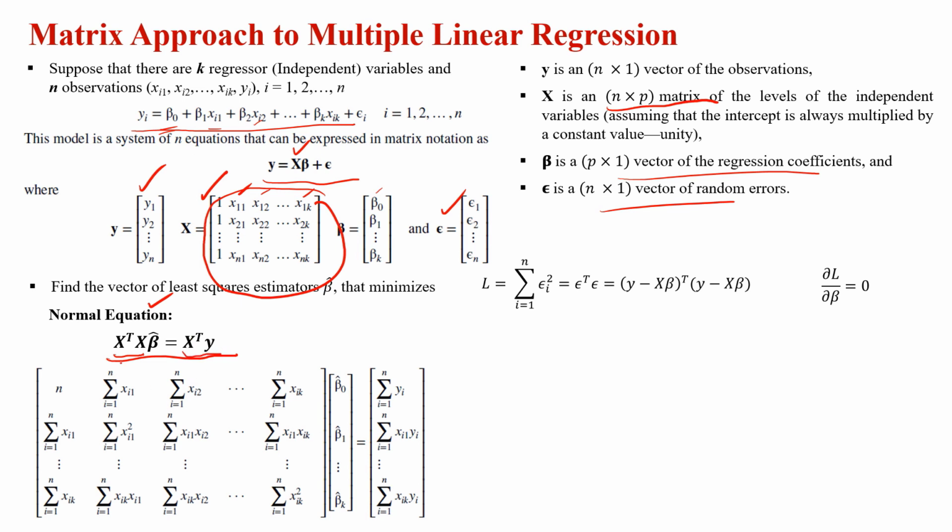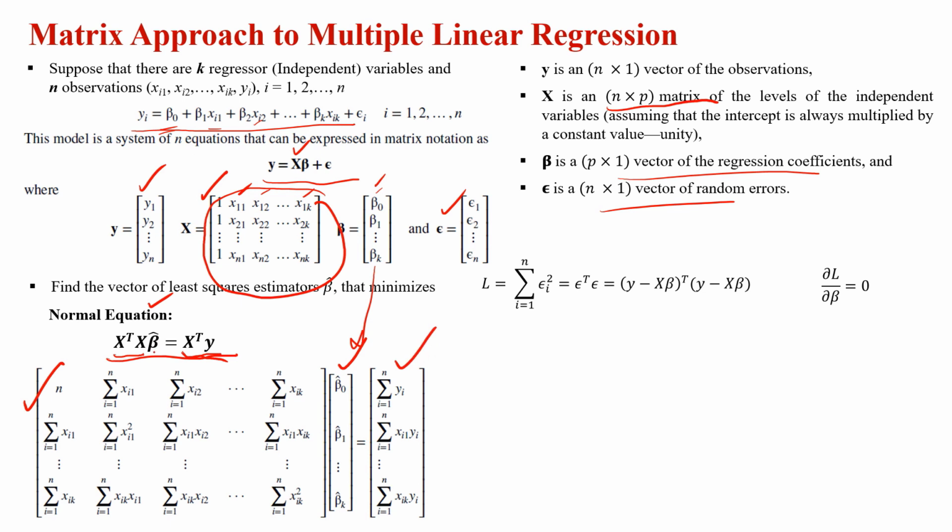So by multiplying x transpose into x, I will get this matrix. Then this is basically the beta values, that is basically this one. We want to estimate this one, and this is basically equal to this one.